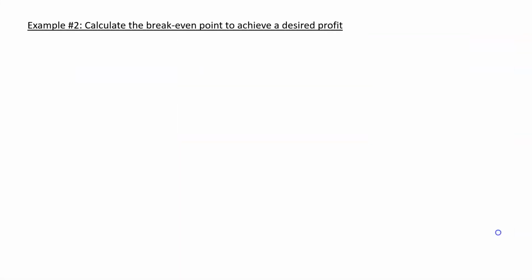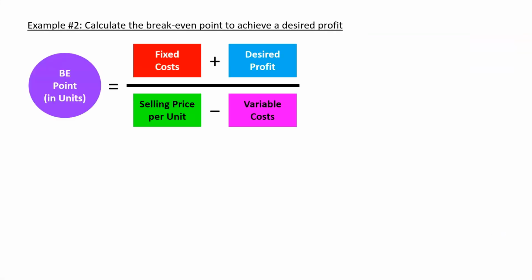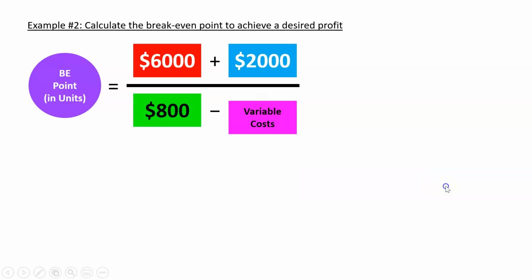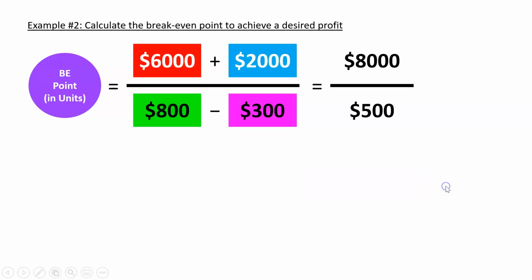Now we have all our info, we can plug that into our break-even point in units formula. We'll take the fixed costs plus the desired profit, and we'll divide that by the selling price minus the variable cost. So we'll say in this case fixed cost was $6,000, desired profit was $2,000, the selling price is $800, the variable cost of $300, so we end up with $8,000 divided by $500, and that is a break-even point to achieve a desired profit of $2,000 of 16 units.